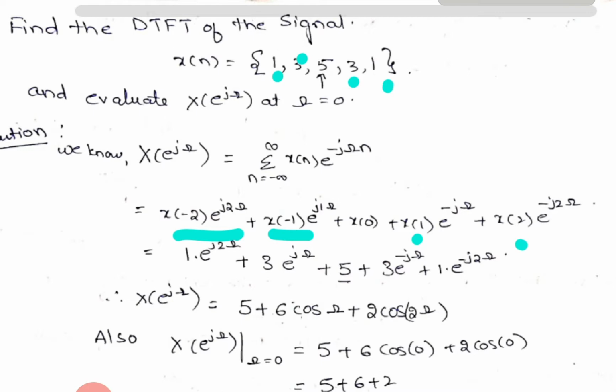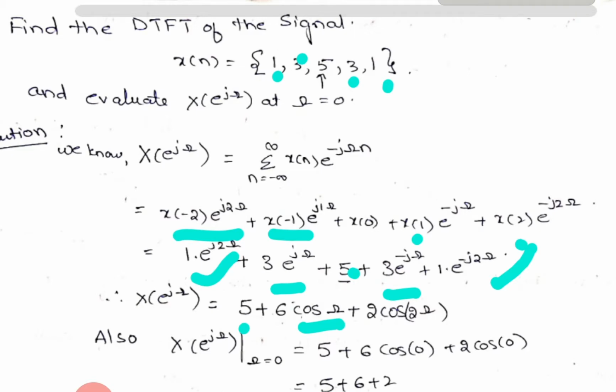Substituting all these values, you get 5 as a constant, which we write as it is, whereas 3 times e raised to j omega plus e raised to minus j omega. So divide and multiply by 2, it will be in the form e raised to j omega plus e raised to minus j omega by 2, which is nothing but cos omega. Similarly, collecting this term and this term, we get 2 cos 2 omega.